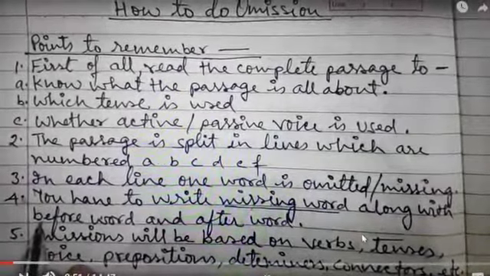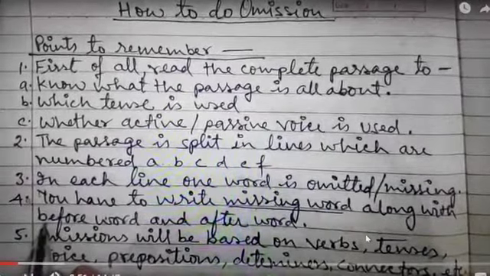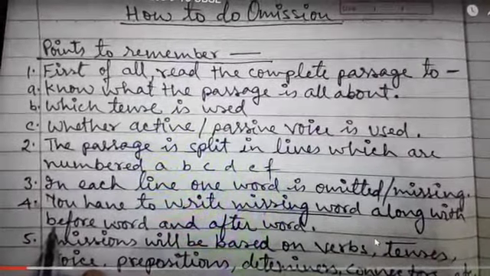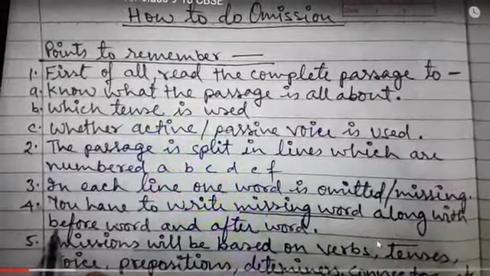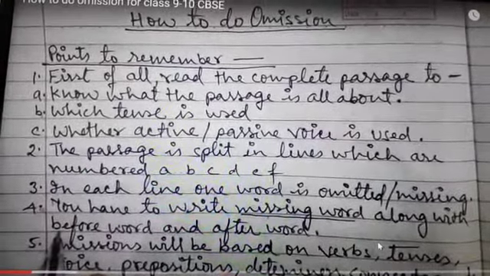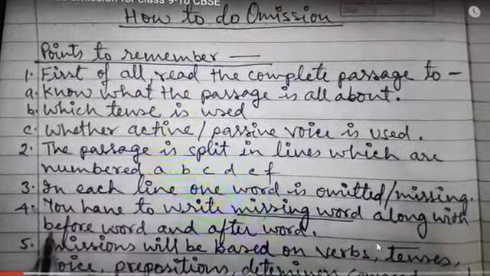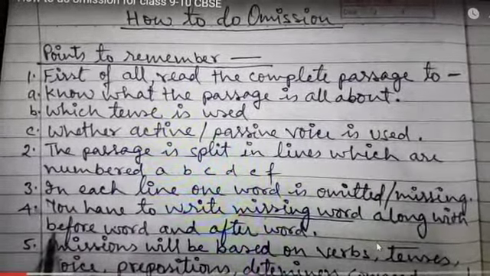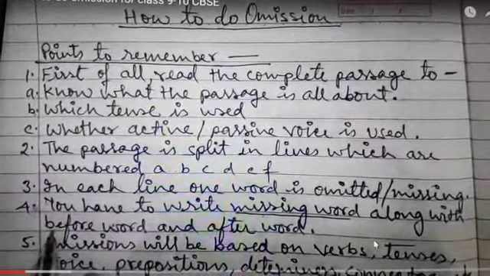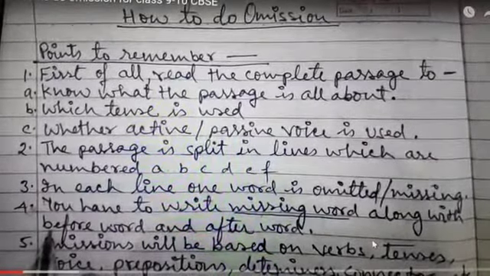In the previous class we already discussed error finding, the rules, and the points that one must keep in mind while spotting errors. Now today we will note down the points to remember, the things to be kept in mind while going for the omission.